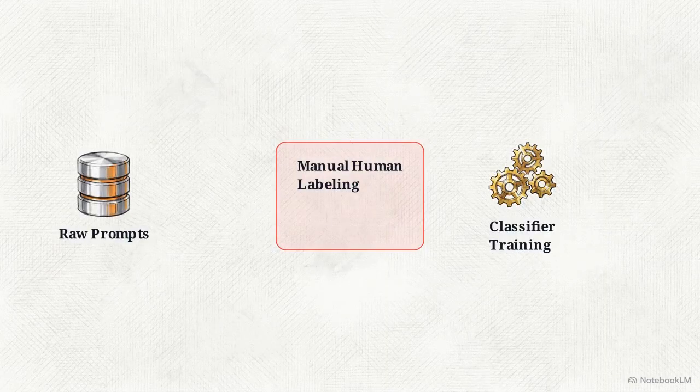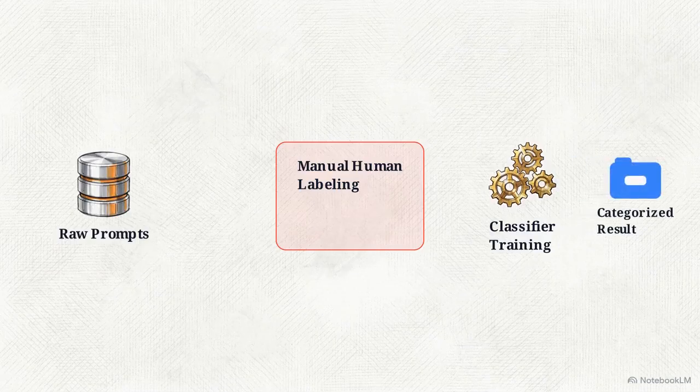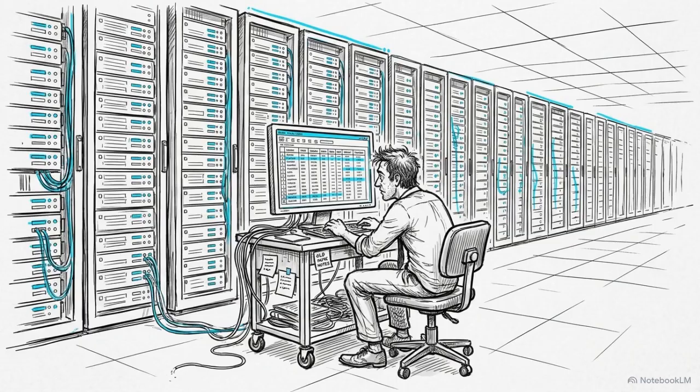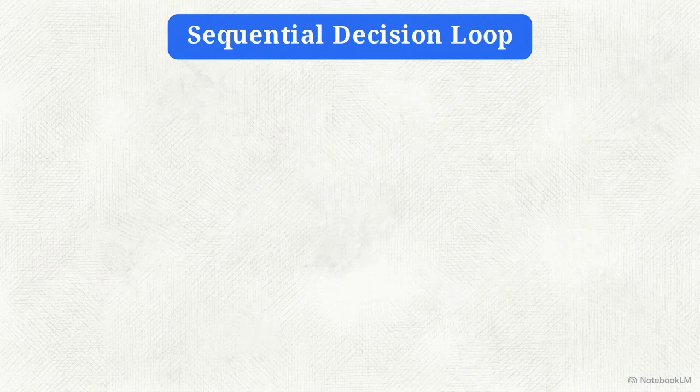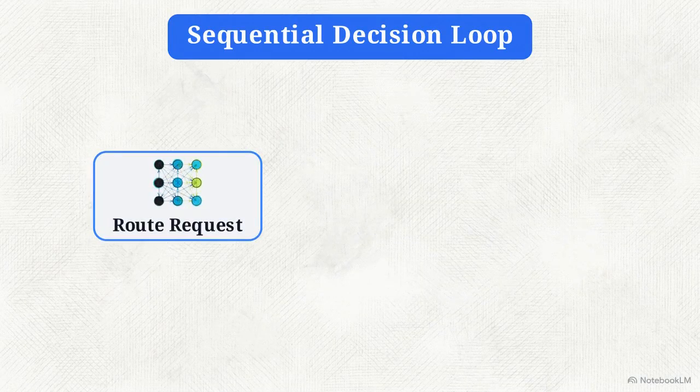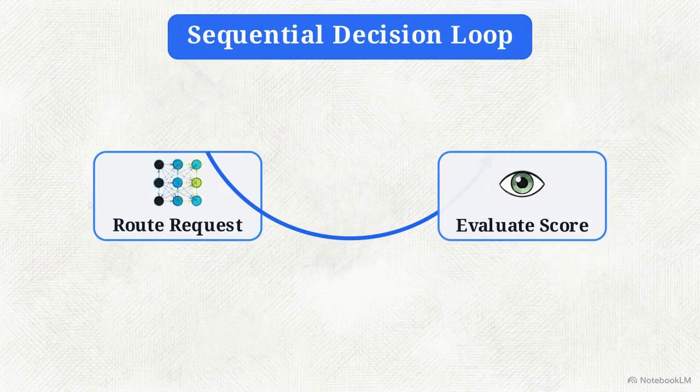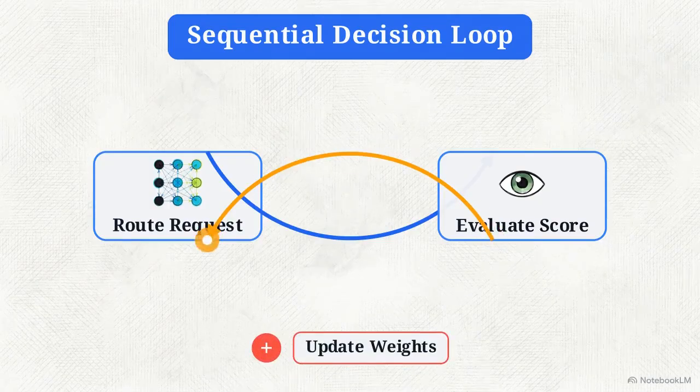You could try fine-tuning a machine learning classifier to categorize every incoming prompt in advance. But that requires a massive pre-labeled dataset and constant offline retraining as your user's behavior changes. The problem is that you don't know if a model will succeed until it actually tries. This means routing is a sequential process. You have to make a choice, observe the result, and use that feedback to inform the very next request.